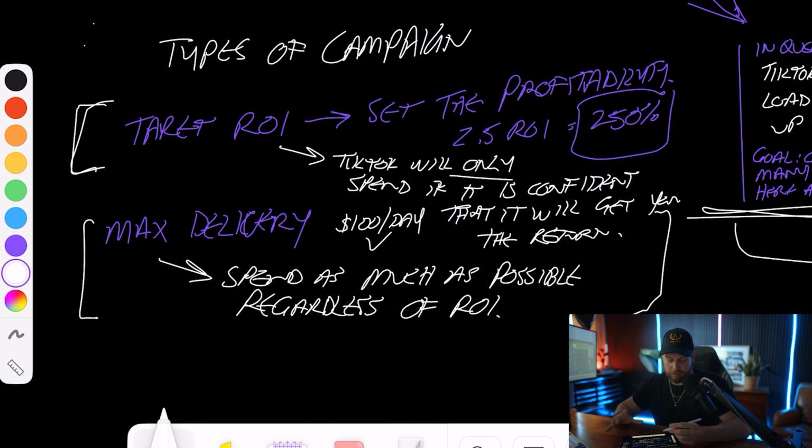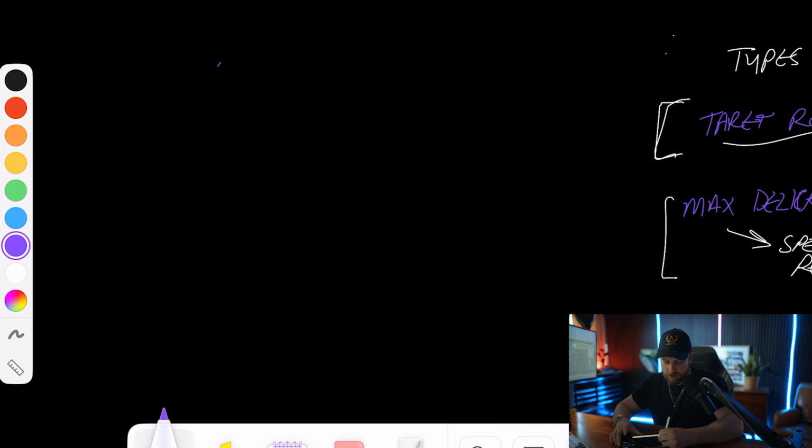But if you're more of a bootstrap brand, you want to start off really slow and build into it. It might take you longer to get where you want to go, but target ROI might be a safer bet for you. So these are two important things you need to understand about running the GMV Max campaign, because they run completely differently. Now let's talk about one other important part, which is the GMV Max attribution.